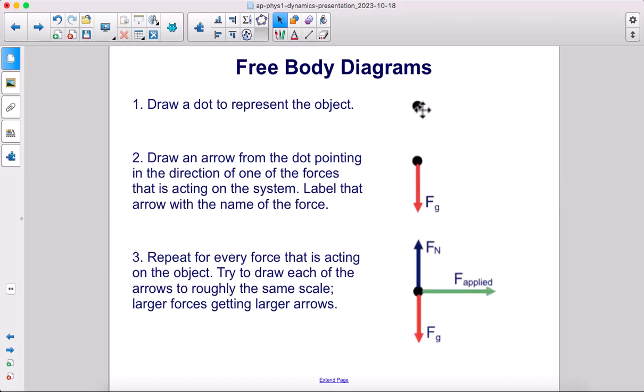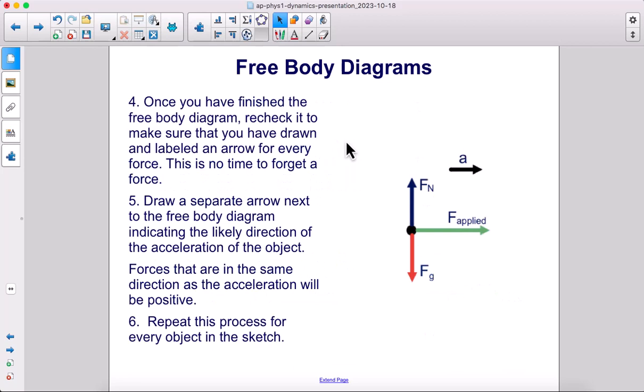First, we draw a dot to represent the object. Then we draw an arrow from the dot pointing in the direction of one of the forces that is acting on the system. Label that arrow with the name of the force. Make sure the arrow touches the dot, right from the dot outwards. Then repeat for every force that is acting on the object. Try to draw each of the arrows to roughly the same scale, larger forces getting larger arrows.